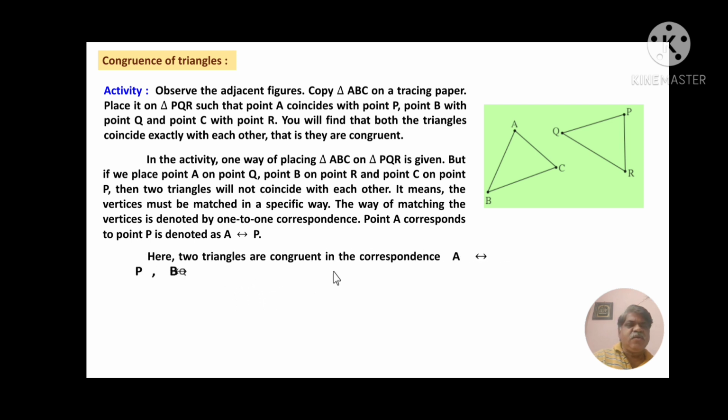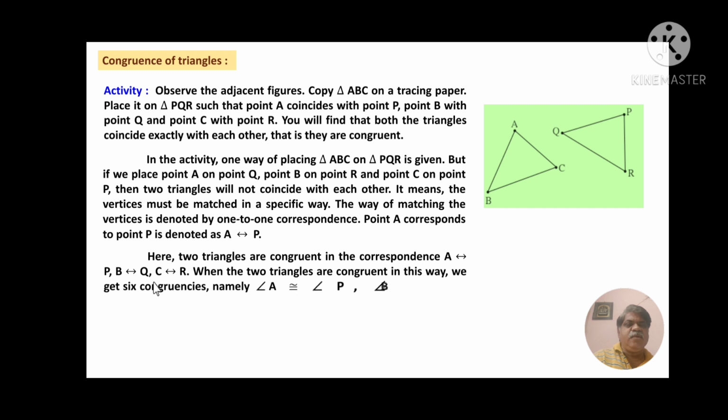Hence, two triangles are congruent in the correspondence A to P, B to Q, C to R. Here you can see the one-to-one correspondence between the vertices. When two triangles are congruent in this way, we get six congruences, namely angle A congruent with angle P, angle B congruent with angle Q, angle C congruent with angle R, segment AB congruent with segment PQ, segment BC congruent with segment QR, and segment CA congruent with segment RP.